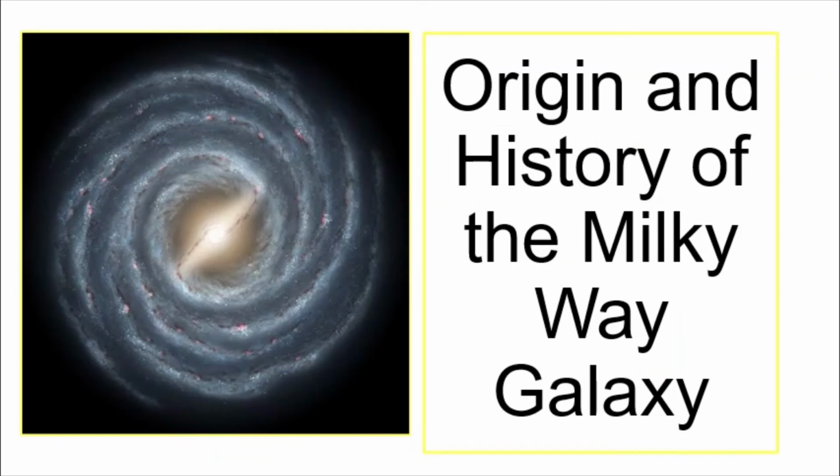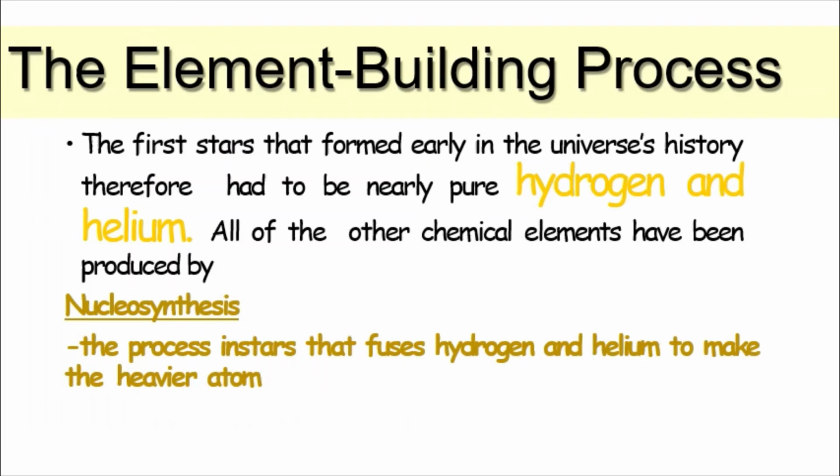Origin and history of the Milky Way galaxy. The element building process. The first stars that formed early in the universe's history therefore had to be nearly pure hydrogen and helium. All of the other chemical elements have been produced by nucleosynthesis. I repeat again, nucleosynthesis.